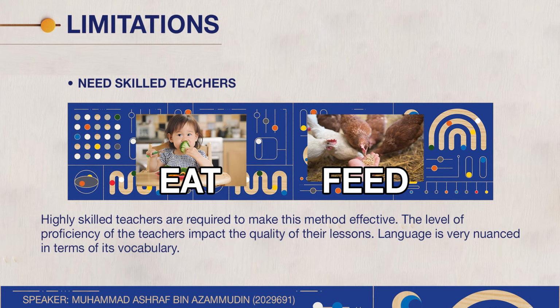Thirdly, highly skilled teachers are required to make this method effective. The level of proficiency of the teachers impacts the quality of their lessons. Language is very nuanced in terms of its vocabulary. To eat and to feed may essentially carry the same meaning but are used in different contexts. Incompetent teachers may wrongly suggest inaccurate words or phrases to their students.